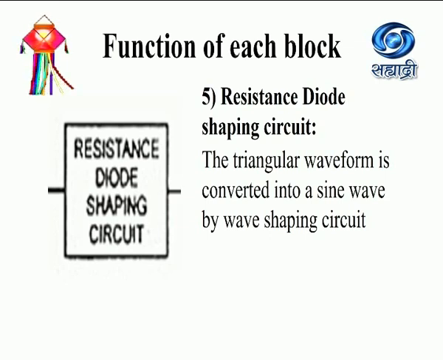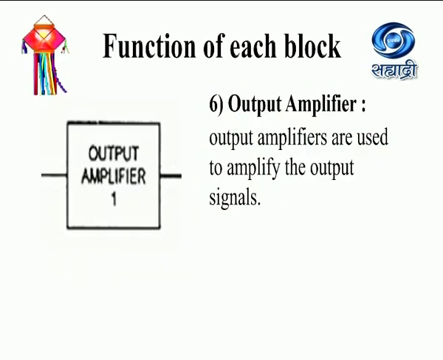So these three types of waveforms are generated by using this function generator, and we can use this waveform for our experiment purpose or practical purpose. And these output waveforms are connected to the output amplifier because we have to set our gain also.